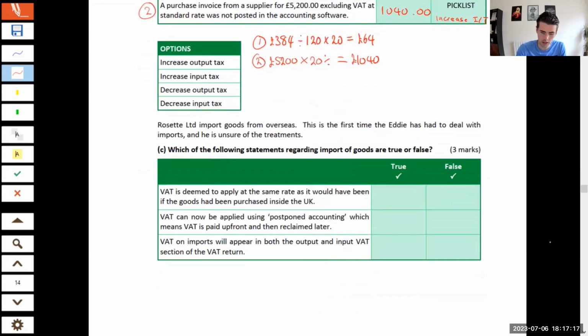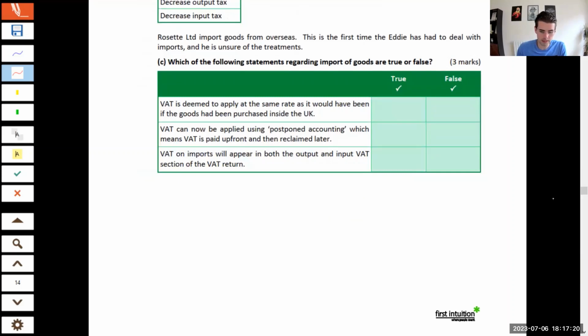Okay. Now let's have a look at this one. It says that Rosette Limited import goods from overseas. This is the first time Eddie has had to deal with imports, and he's a little unsure of the treatments. Which of the following statements regarding the import of goods are true or false? We've got three. Let's read them out first of all. Let's set the scene. Number one, VAT is deemed to apply at the same rate as it would have been if the goods had been purchased inside the UK. Number two, VAT can now be applied using postponed accounting, which means VAT is paid up front and then reclaimed later.